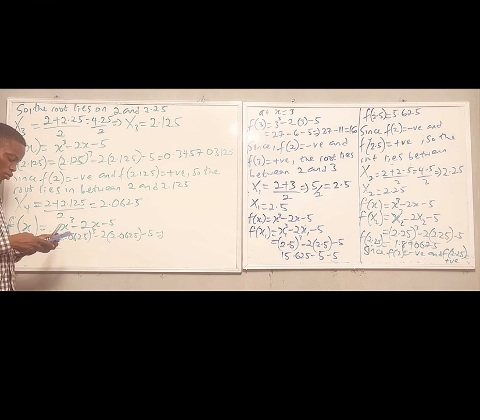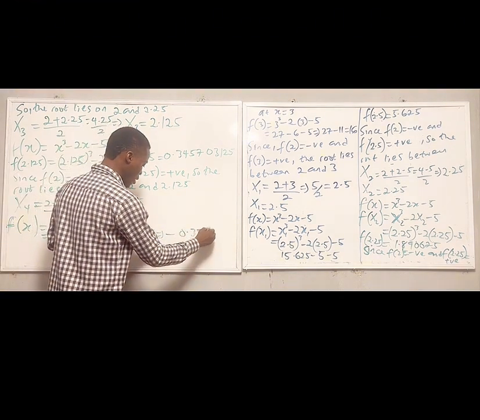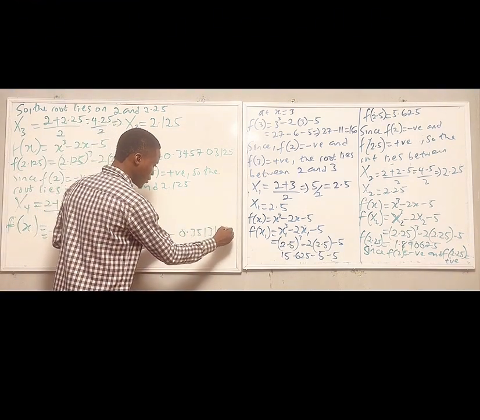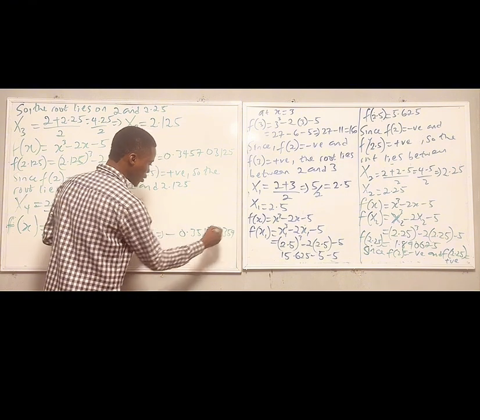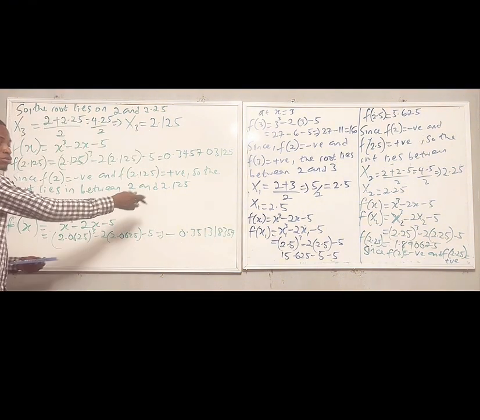So 2.0625 to the power of 3 minus 2 times 2.0625 minus 5. So I have minus 0.351318359. So this is what I get. I can take it to 5 decimal places since I'm not considering this.